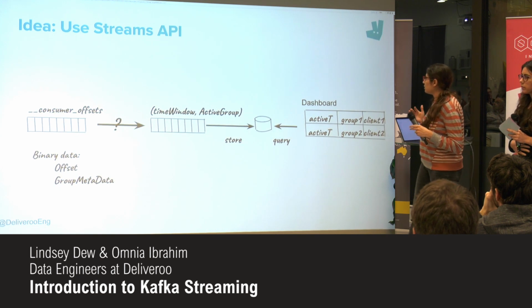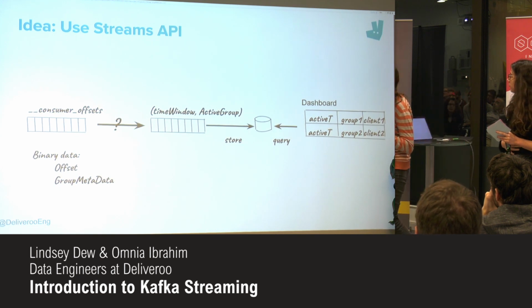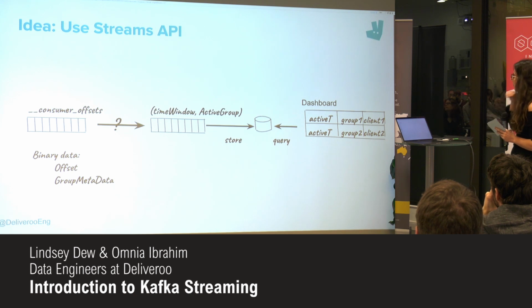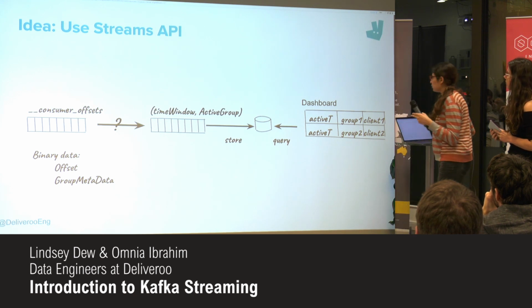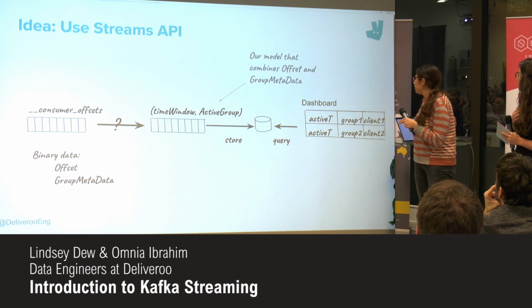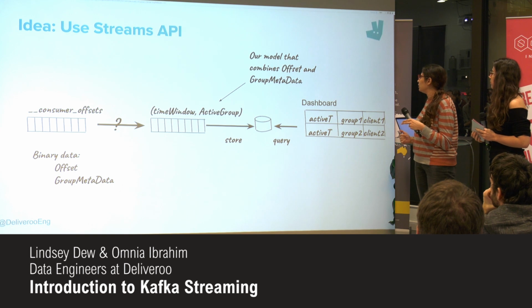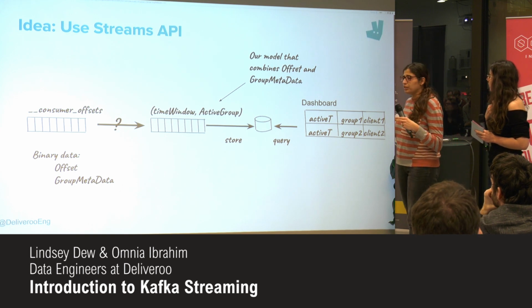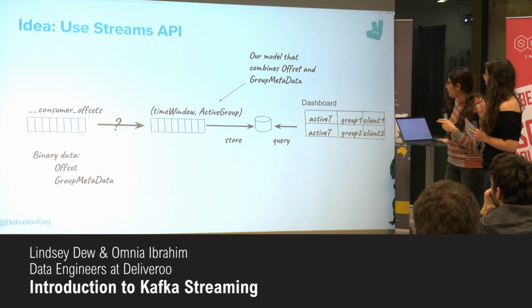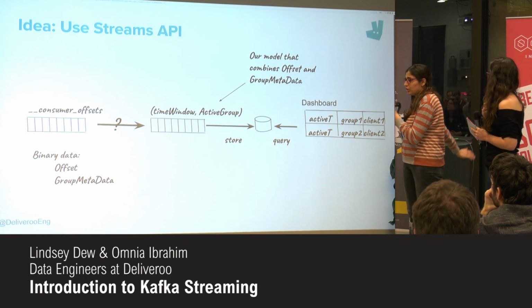So the idea was that we have a consumer offsets topic which has binary data with two schemas, one for offset and one for group metadata, and somehow we move to time windowing, which is when this consumer was live, and an active group, which is our model that combines the offset and group metadata in a different format, so we can use it for the dashboard, store it somewhere, and then query it back to build our dashboard.